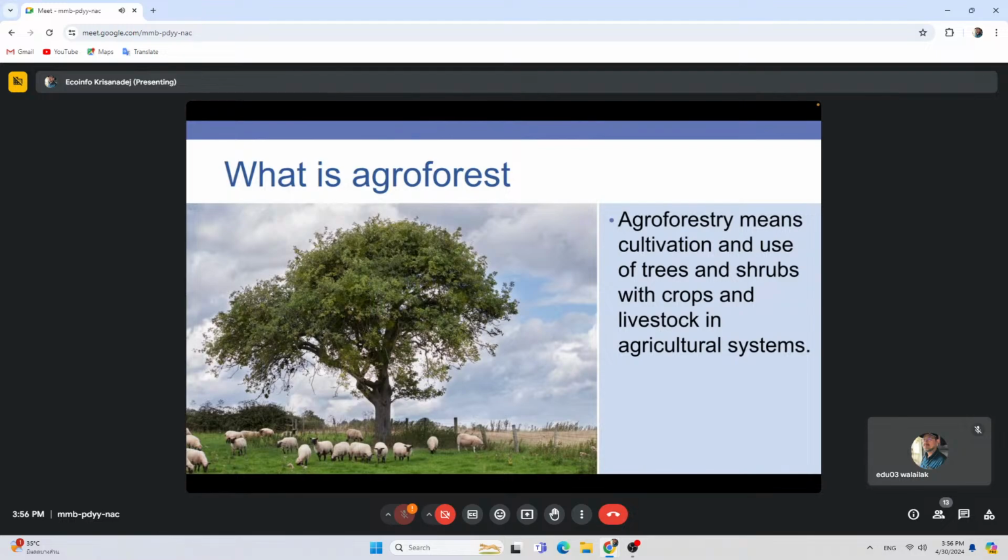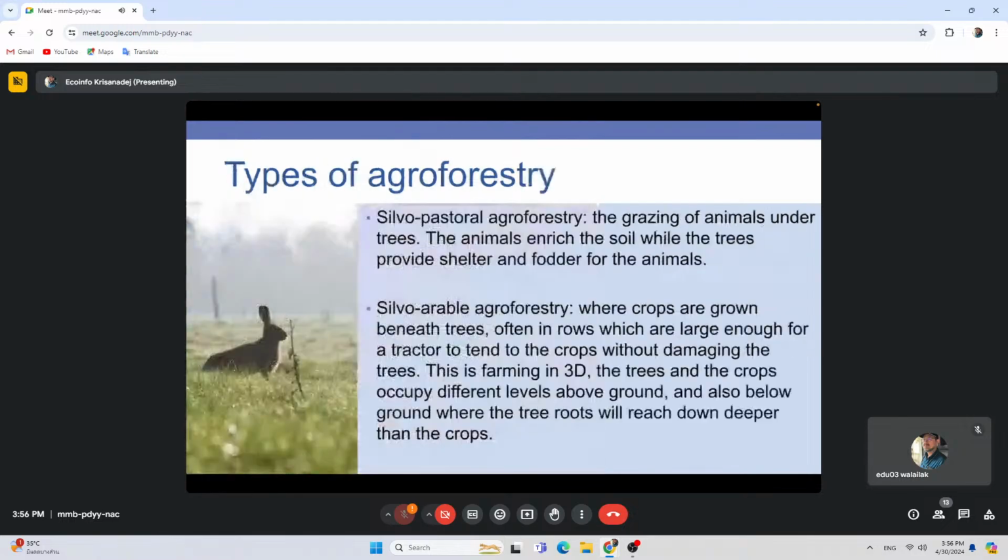They have coconut trees and everything, several things all at once. So once they want to get something, they have it, but they have only one or two trees in an area. Okay, next slide, please. Types of agroforest: there are two different types. One has grazing animals under the trees, so the animals enrich the soil while the trees provide shelter for the animals.